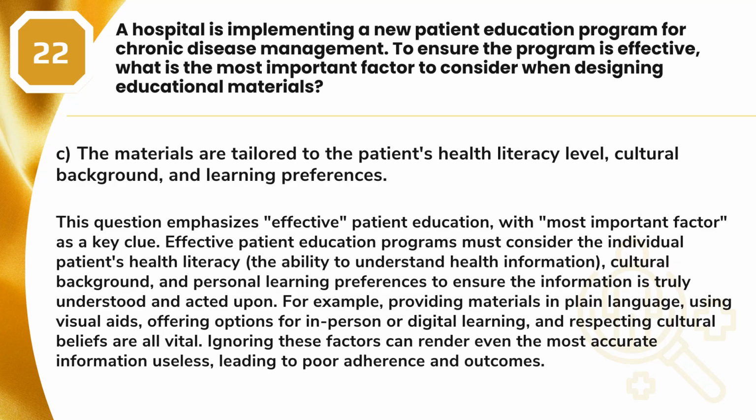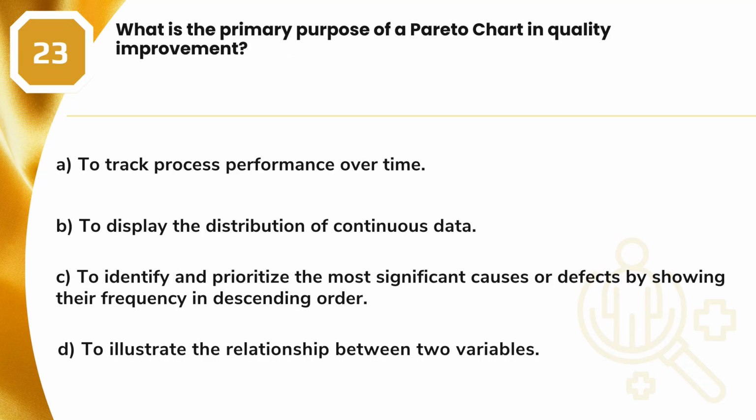For example, providing materials in plain language, using visual aids, offering options for in-person or digital learning, and respecting cultural beliefs are all vital. Ignoring these factors can render even the most accurate information useless, leading to poor adherence and outcomes. Question 23. What is the primary purpose of a Pareto chart in quality improvement?